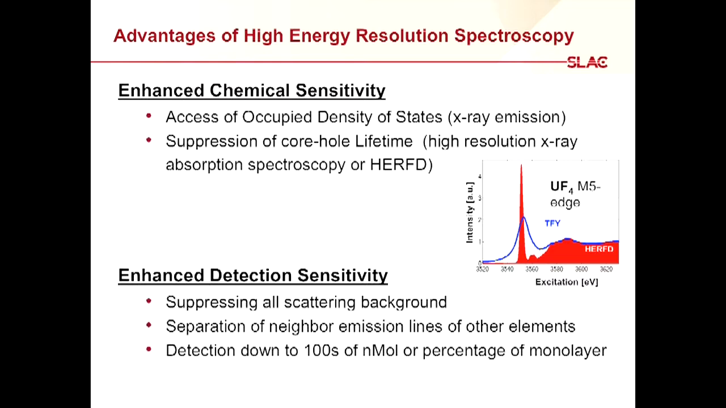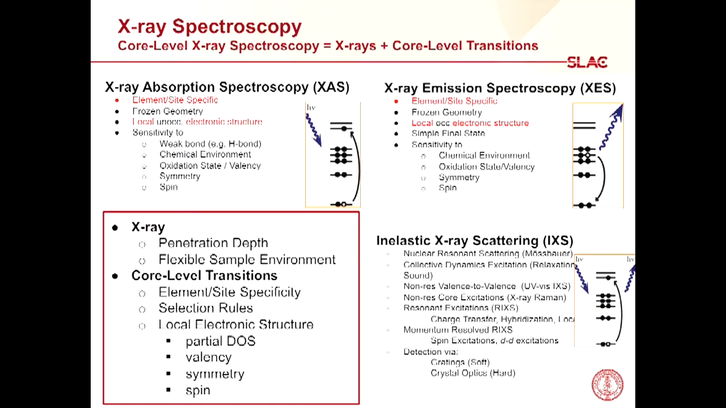Because when somebody detects with high energy resolution the fluorescence lines of an element, they are rejecting all the scattering background that is typical with normal detectors, which usually makes things harder to detect when we go to really dilute samples. So this is the twofold advantage when somebody uses high resolution: we can both enhance the chemical sensitivity by seeing the X-ray absorption spectra in more detail, and at the same time we can more reliably subtract all the scattering that comes from a dilute sample, and in this way we can go down to very dilute samples, even way down to sub-monolayer detection.